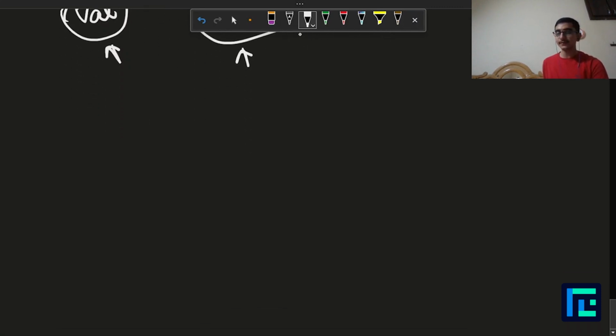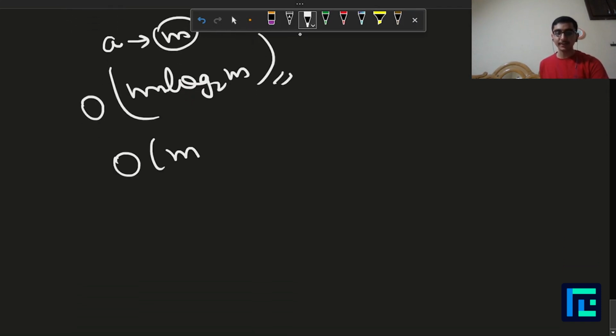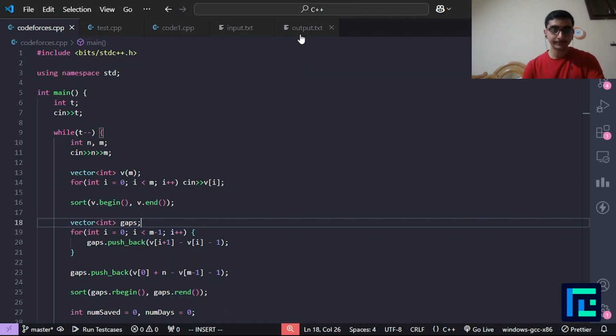If I come to the time complexity of this algorithm, then initially I have to sort the array A. As the array is of size m, I take m log m time to sort the array A, and then I take another O of m time to calculate all the gaps, and then for each gap it is O of 1 to calculate the number of protected houses, right? So overall the time complexity comes out to be O of m log m, and as we saw earlier, this works pretty well. Now let's see the implementation.